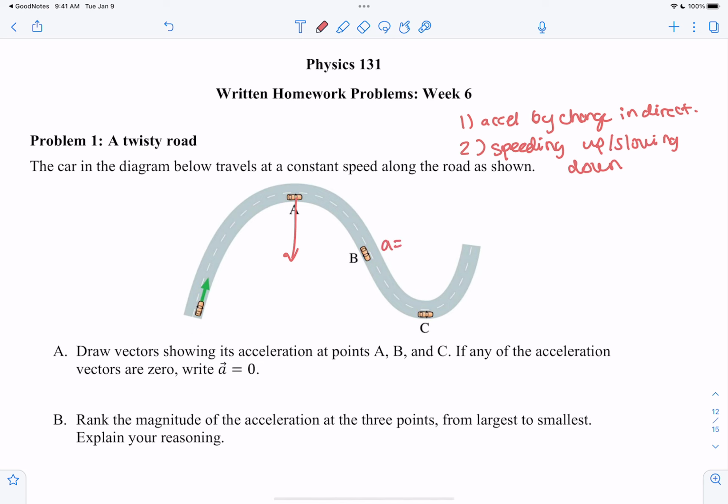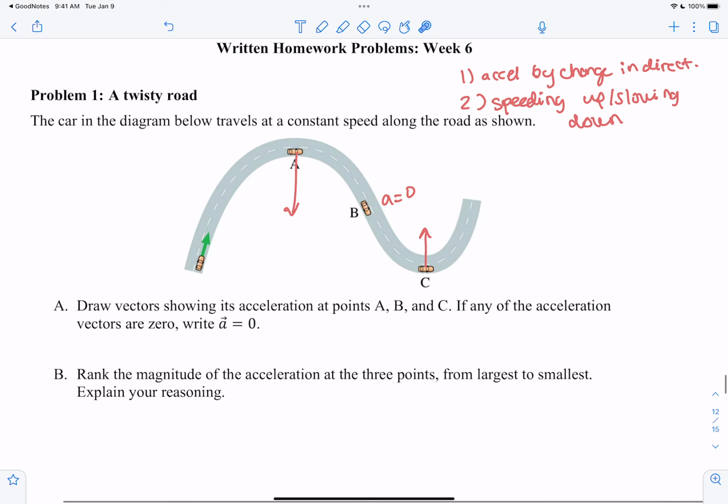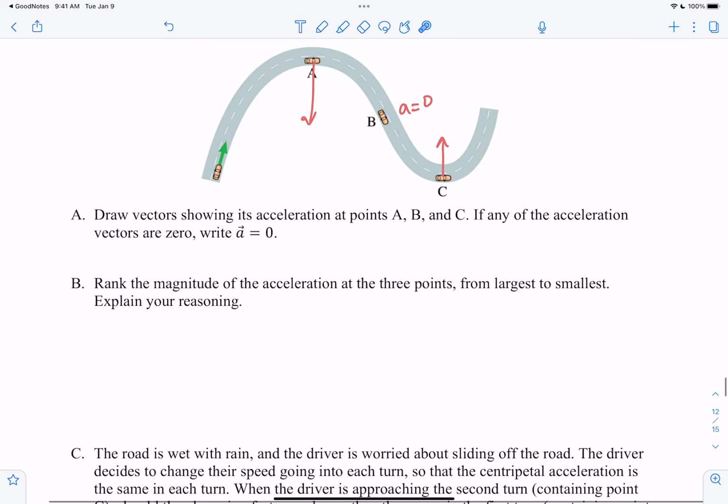So at point B, there should be an acceleration of 0. And at point C, since it's also a curved pathway, we should have a centripetal acceleration pointing upwards, towards the center of the circle. If the circle was like this, you wouldn't have your centripetal acceleration pointing outside of the circle. It'd have to be radially inward towards the middle of the circle, towards the center, centripetal. So that's your vectors for part A.